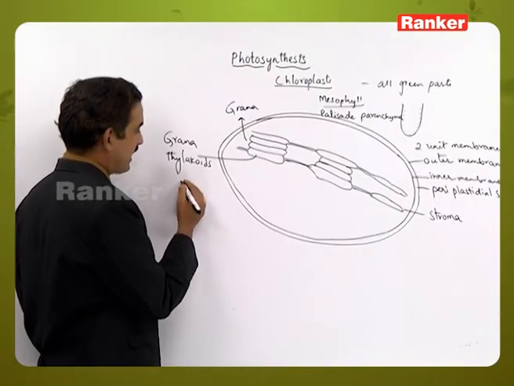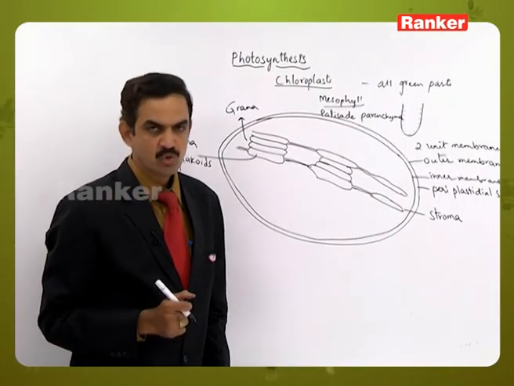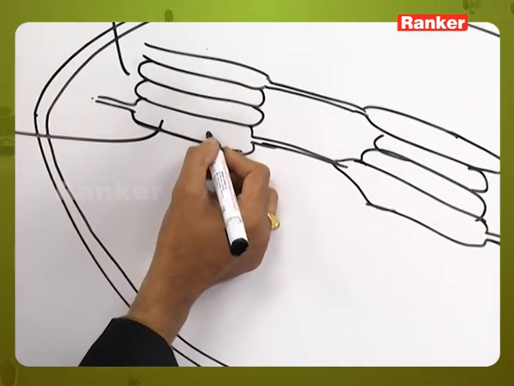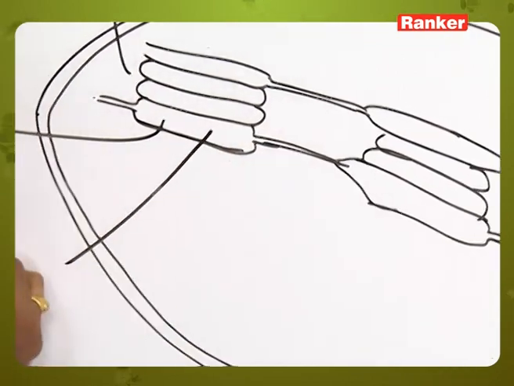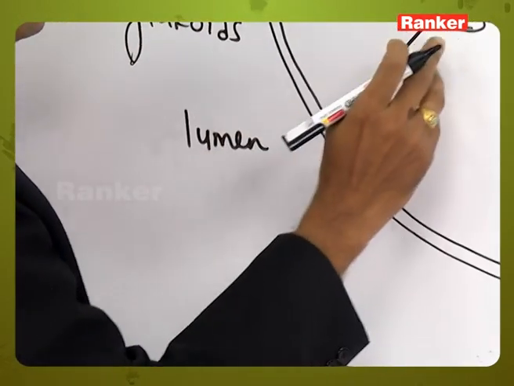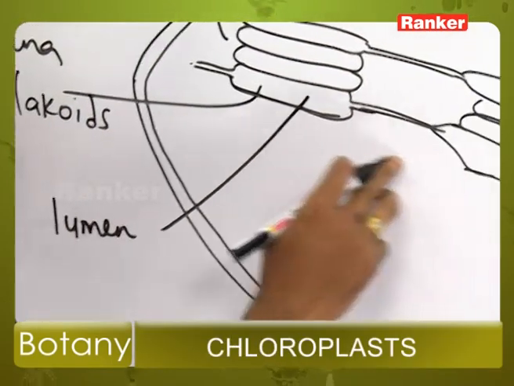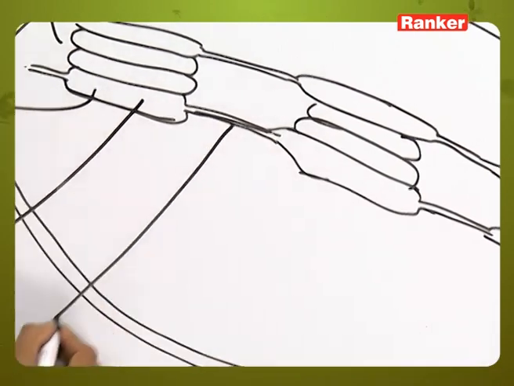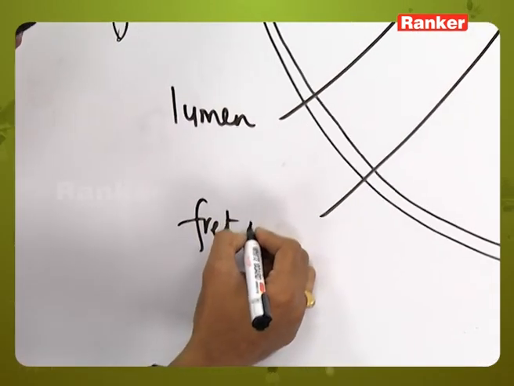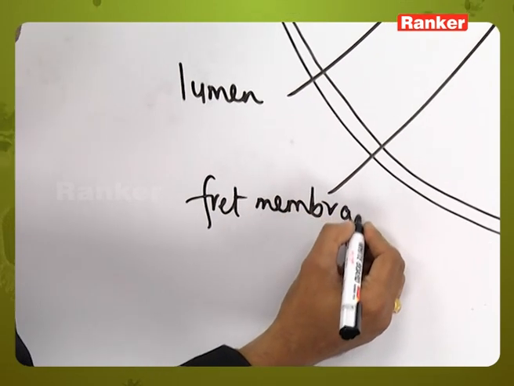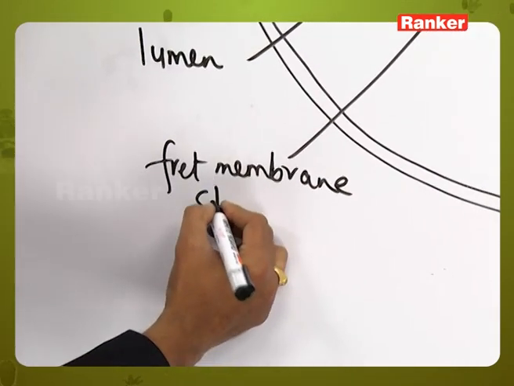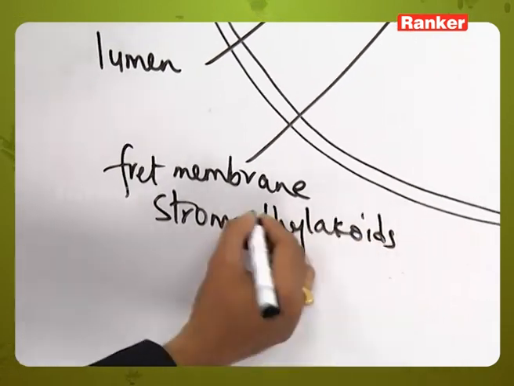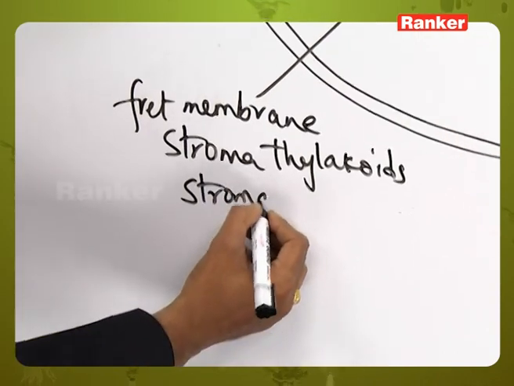The number of thylakoids in one granum ranges from 5 to 20. Inside is the thylakoid membrane, and inside that is an empty space called the lumen. In the same way, the grana thylakoids are connected with some membrane structures. These are called fret membranes, or stroma thylakoids, or stroma lamellae.